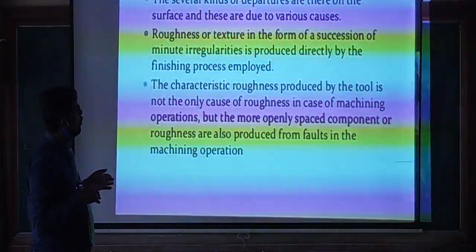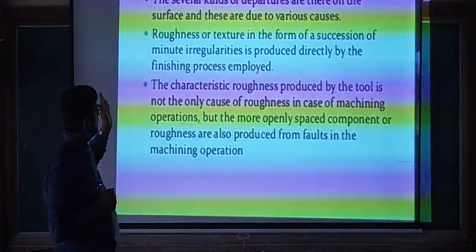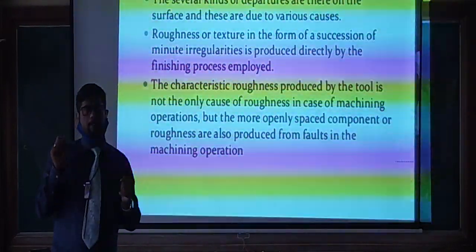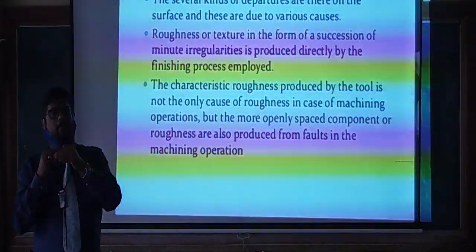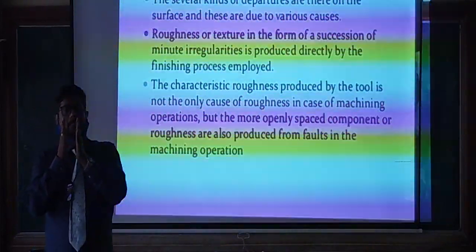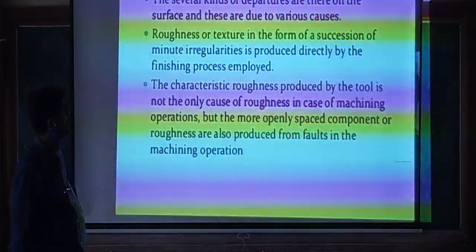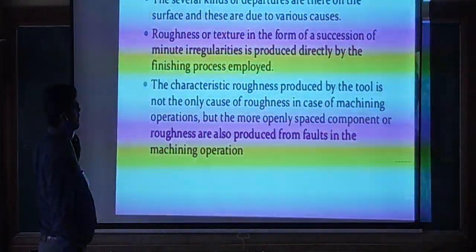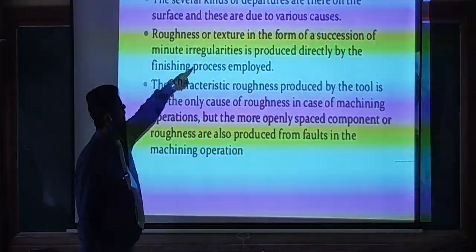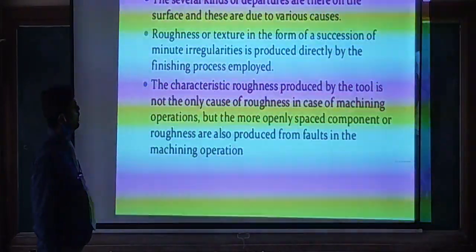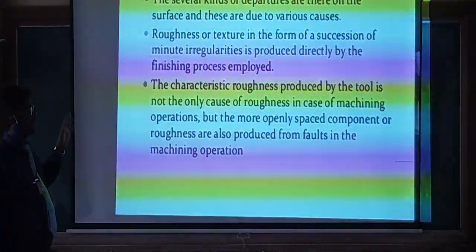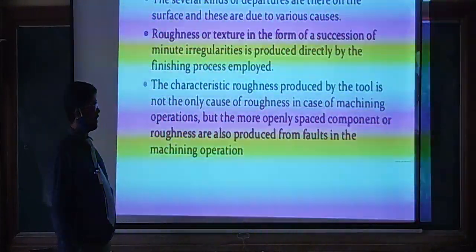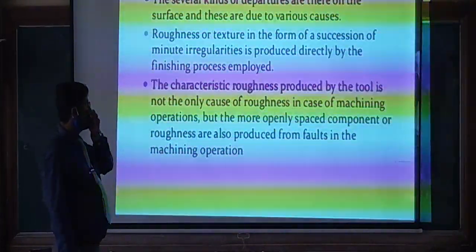And if you go for the finish, the minute irregularity is produced directly by the finishing process, very minute. When you go for the grinding process or honing process, at that time the surface irregularities are very minimum. So the roughness or texture, in the form of a succession of minute irregularities, is produced by the finishing processes, like your grinding process or honing process or other processes or CNC process.